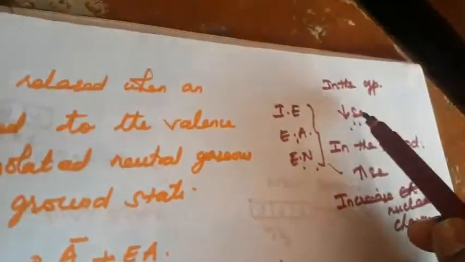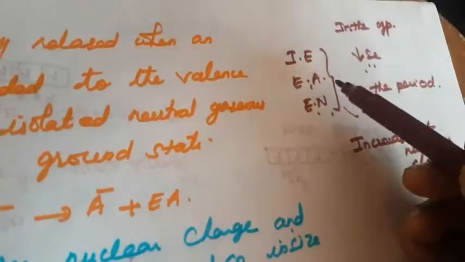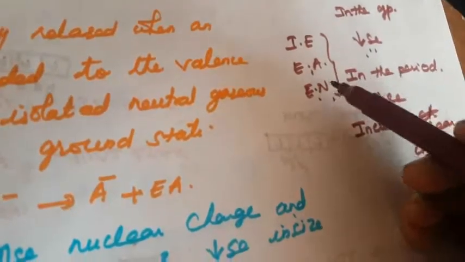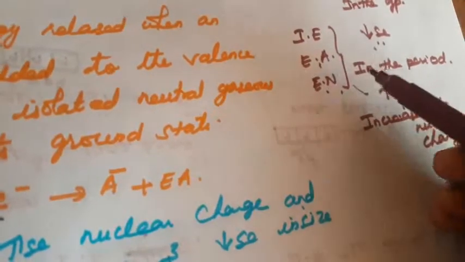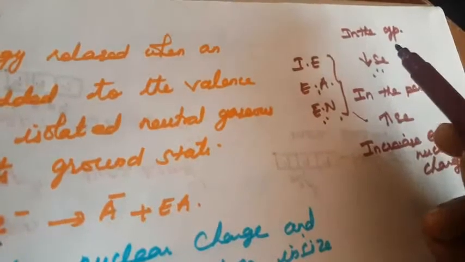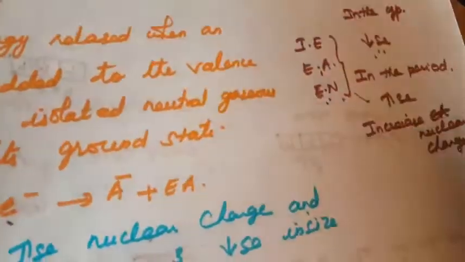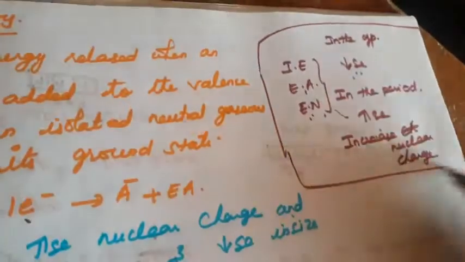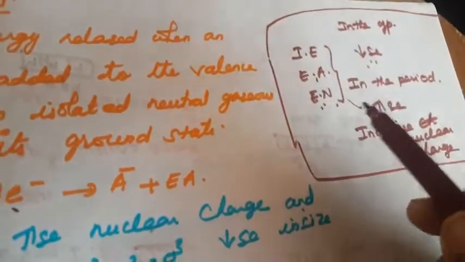But in the group, going from top to bottom, the atomic number increases and the atomic radius increases, so there is less attraction between the nucleus and the outermost electron. That is the reason ionization energy, electron affinity and electronegativity decrease in the group, and increase in the period. This is the important point. Till 12th standard you can follow this same principle.